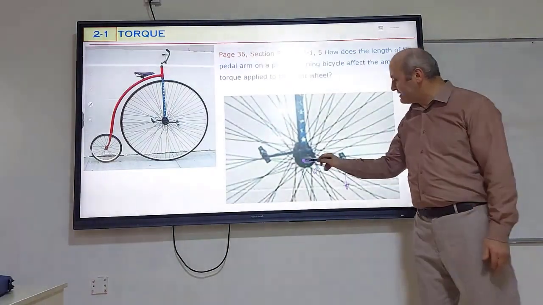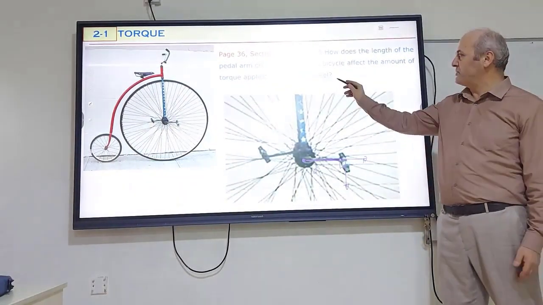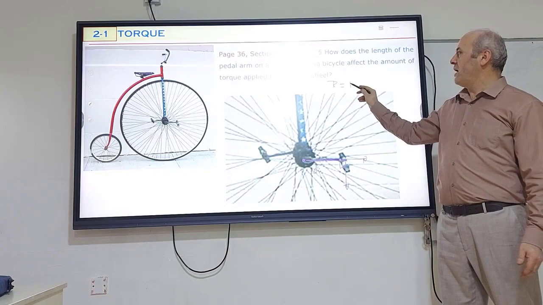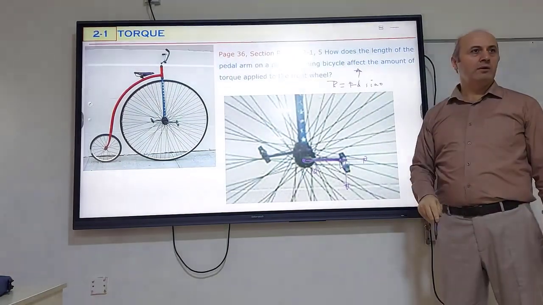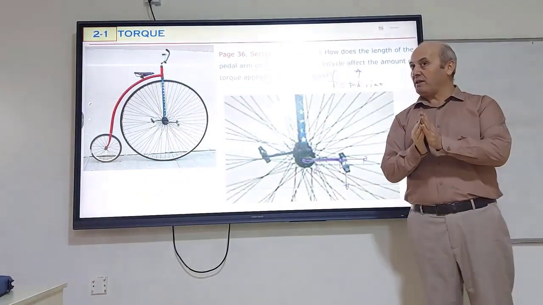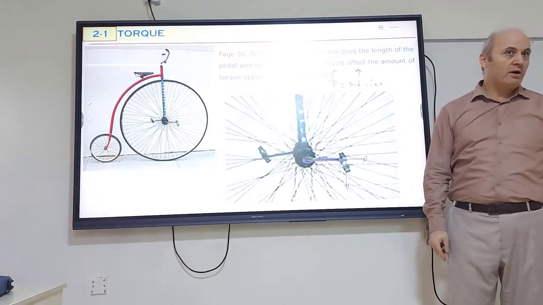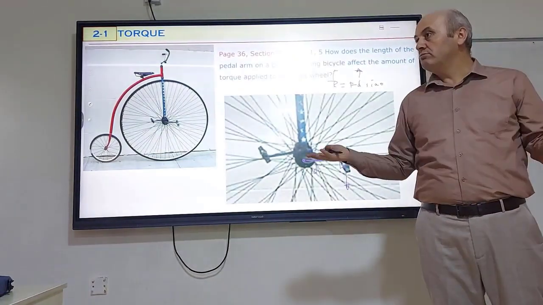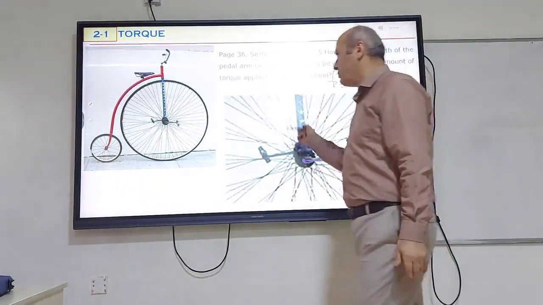So if you make this distance longer, which is the pedal arm longer, what happens? If d increases, what happens? Torque is equal to F d sine theta. If d increases, torque increases proportionally. Which means if you make the pedal arm longer, torque is going to be greater. If the pedal arm is shorter, torque is smaller. Okay, this is one of the typical questions.